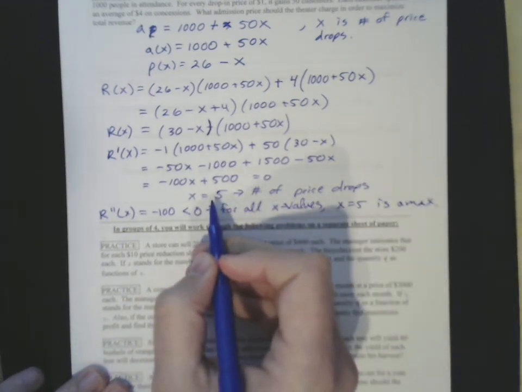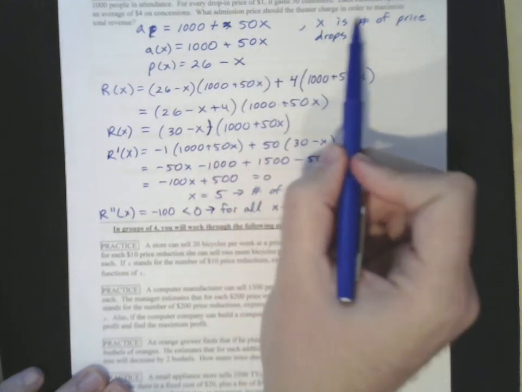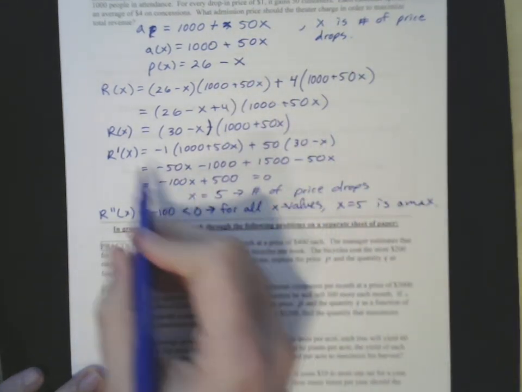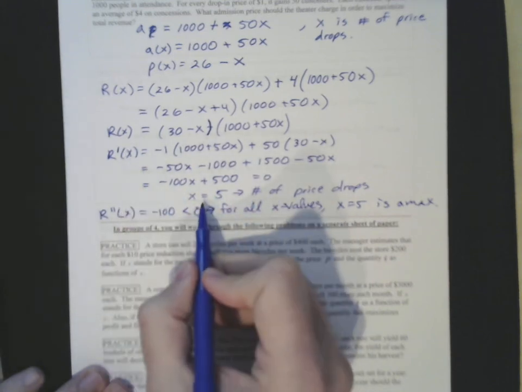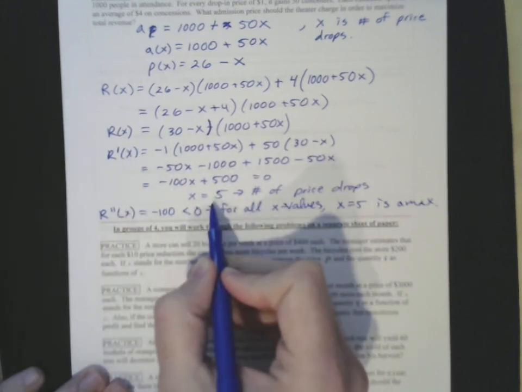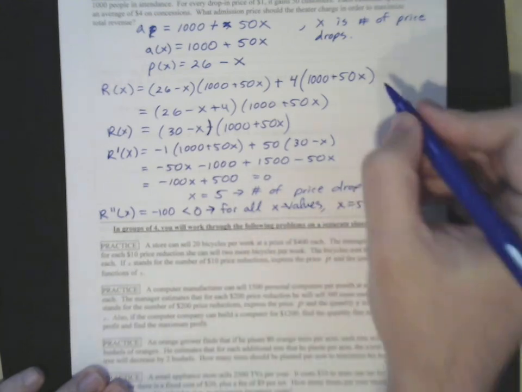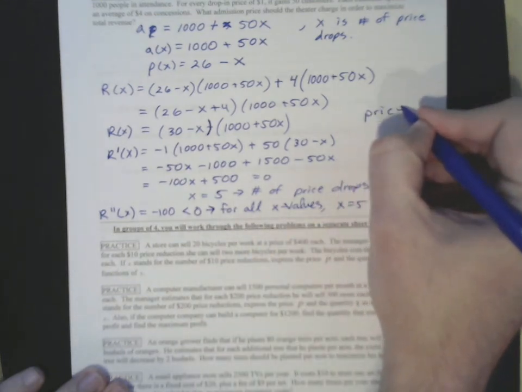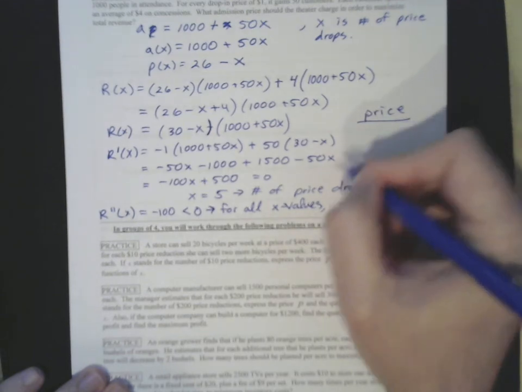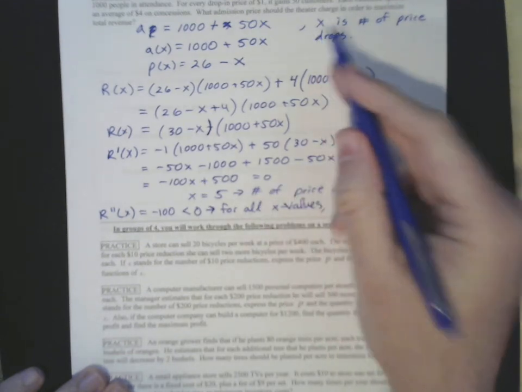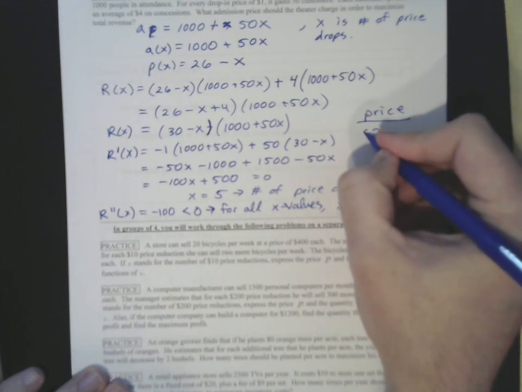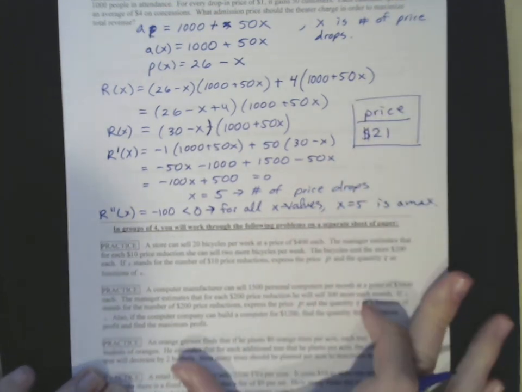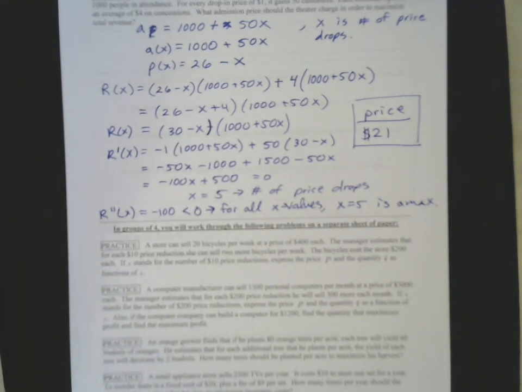So now, remember the original question is what price should the theater charge? We know that the maximum revenue they can make happens when we decrease the price by 5 price drops. So our new price will be 26 minus 5 $1 price drops, or $21. And that would be our final answer to this problem.